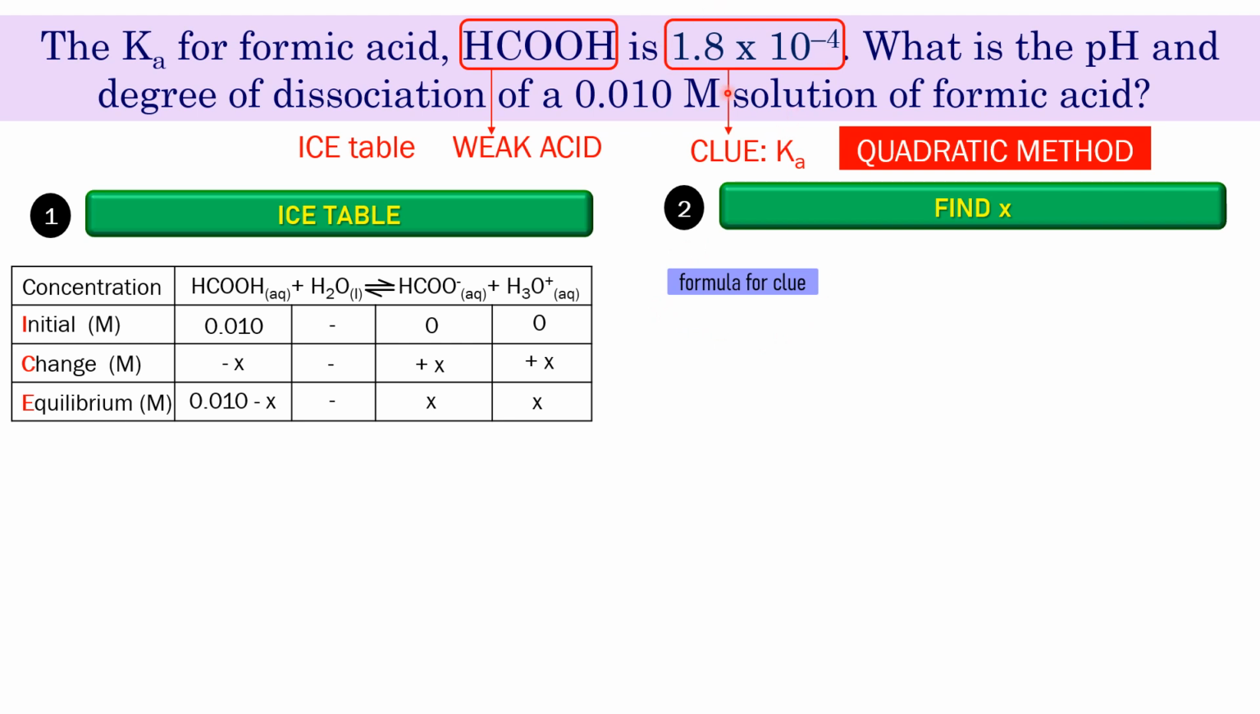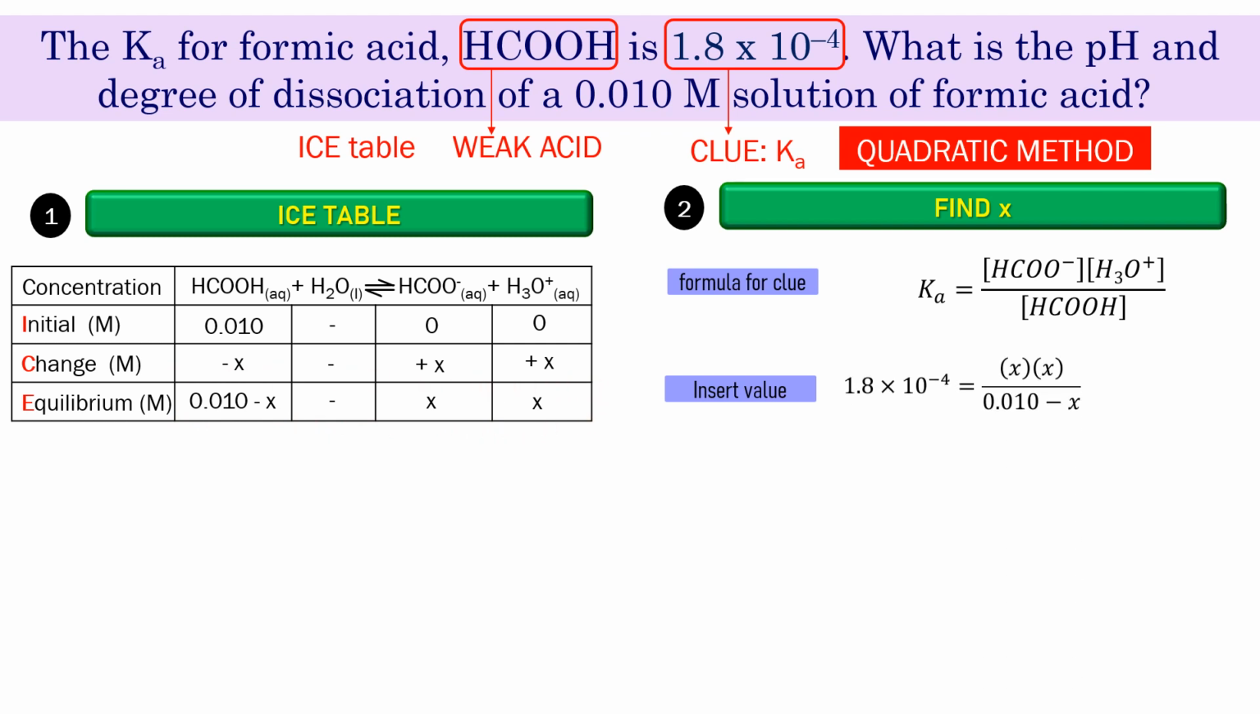Bila dah tahu clue kita apa, kita akan mulakan mencari X dengan menuliskan formula untuk clue kita. Since clue kita ni adalah Ka, so kita akan tulis formula untuk Ka. Then we substitute the value. Ka, this is the value. Untuk concentration yang ada dalam formula Ka, kita akan ambil pada ruangan equilibrium yang ada pada ice table kita. So this is the value. Then we find the value of X using quadratic method. So this is our quadratic equation.